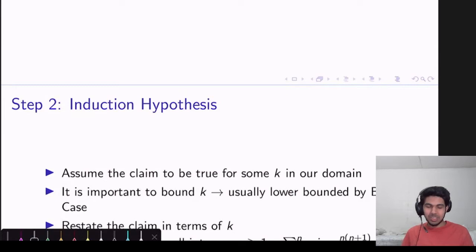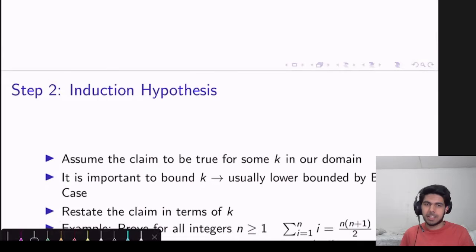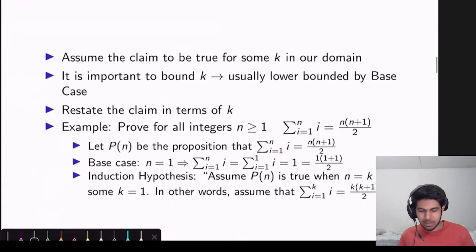We're going to assume it's true for some k in our domain, and then for good proof writing techniques, you want to bound k appropriately, and it's usually lower bounded by the base case. It could be upper bounded if you're working with negative integers, but usually lower bounded. And then you want to restate the claim in terms of k. Again, these are proof writing techniques, which I highly encourage you to implement in practice.